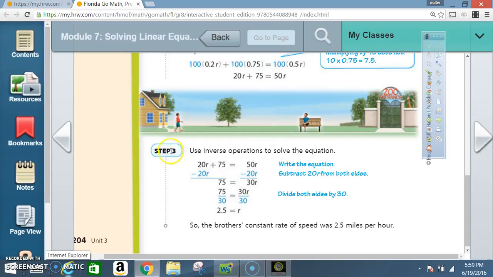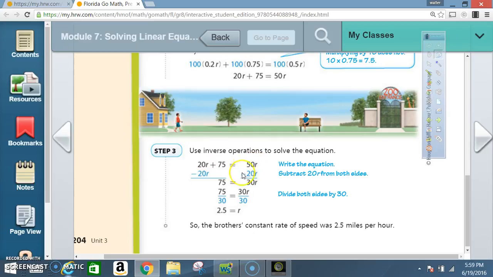All right, so now we go to step 3. Use inverse operations to solve the equation. We write the equation, 20 times R plus 75 is equal to 50 times R. We're going to subtract 20R from both sides because we have variables on both sides, and we move the smallest variable. So minus 20R, minus 20R. Don't forget, we started with a positive 20, and the inverse of positive is negative. That's going to cancel out: 20R minus 20R goes to 0. I bring my 75 down.